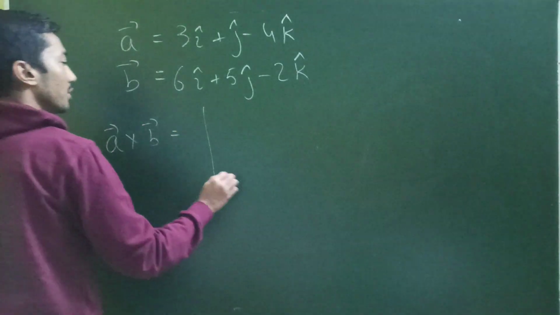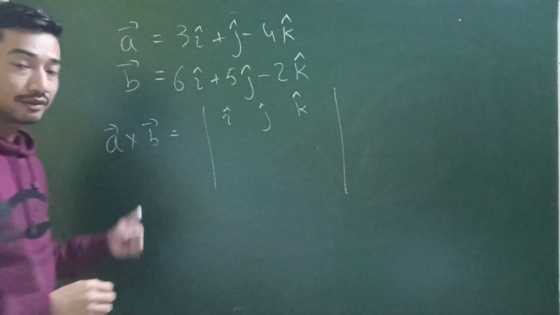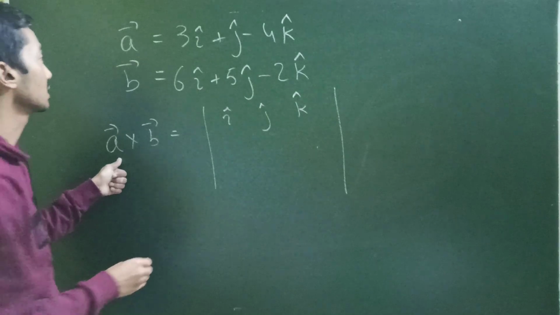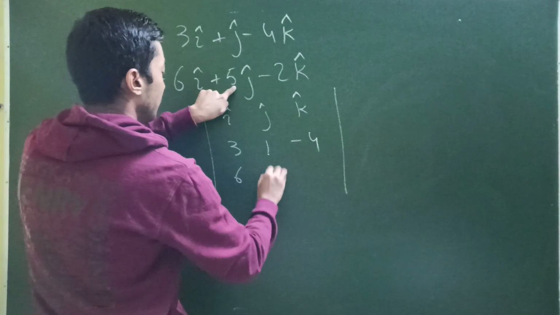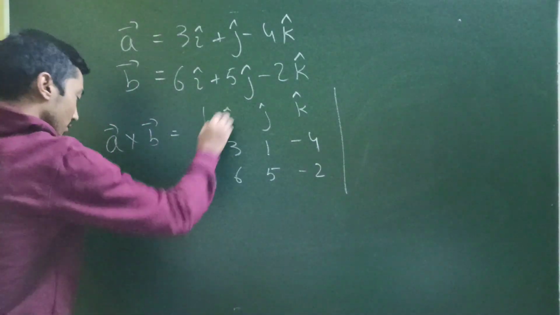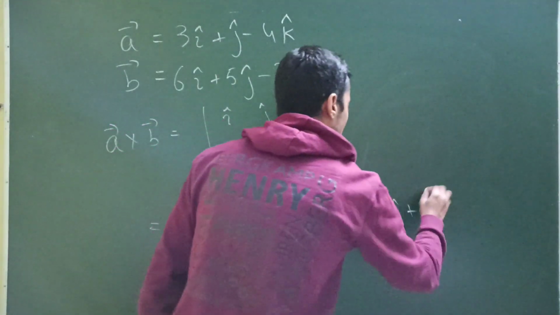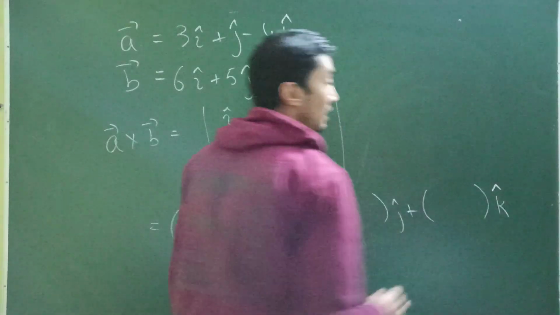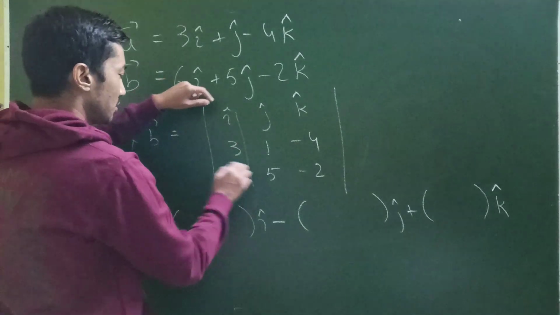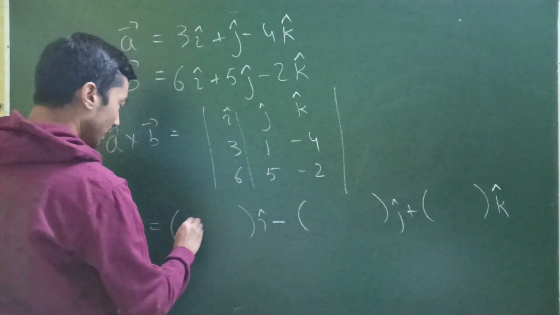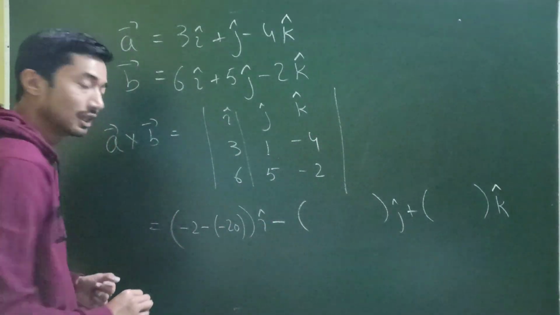What do we do? Prepare our determinant, write down the unit vectors i, j, k, and then write down the coefficients respectively. A first, that is 3, 1, minus 4. Then for B, 6, 5, minus 2. And then expand along row 1, that is, let's prepare like this, i minus j. Always be systematic when you do mathematics. Very, very important in mathematics. So prepare this, then go for the cross product, that is first one, ignore this. So 1 into minus 2, minus 4 into 5 is minus 20. So we can just write minus 20.